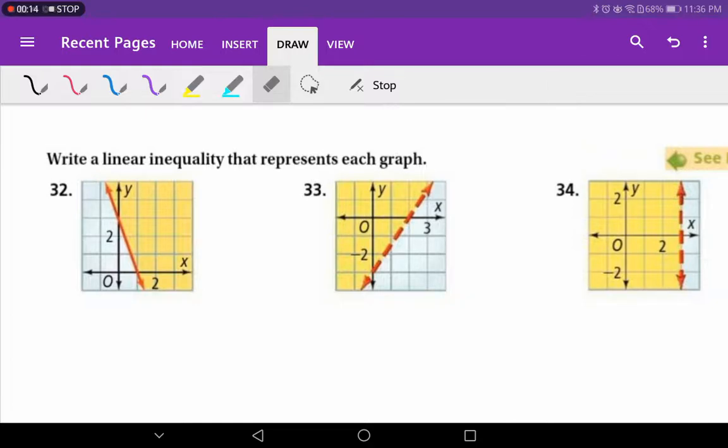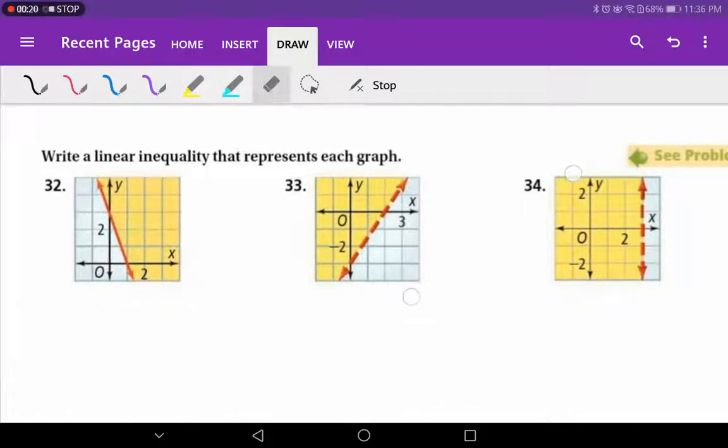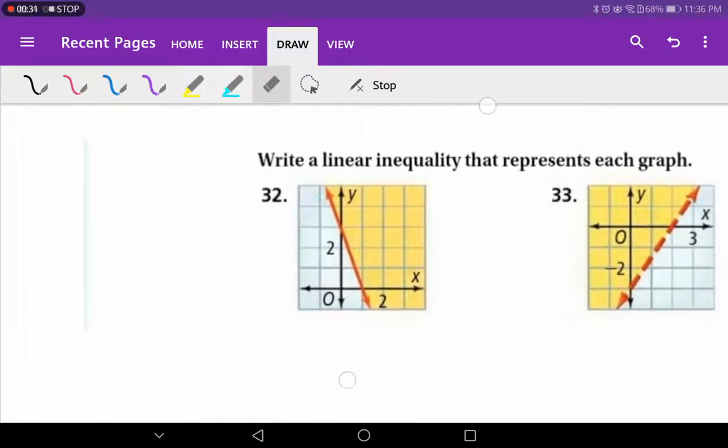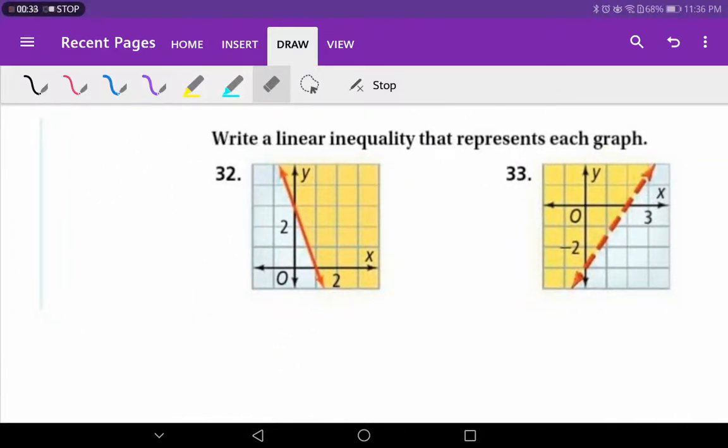Linear inequalities, and we explained this part, but I like to repeat it actually. Okay, write a linear inequality that represents each graph. So he gave me the graph and he asked me, what is the linear inequality? As I said before, you start with y.